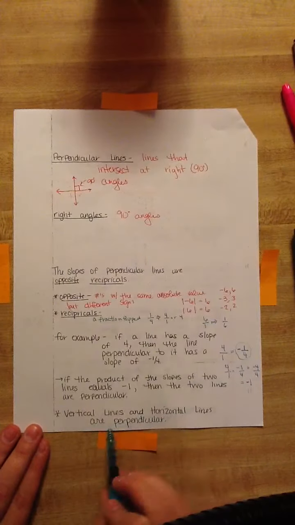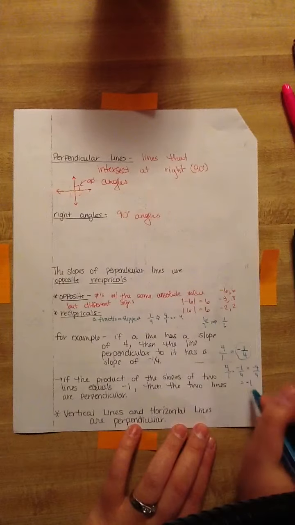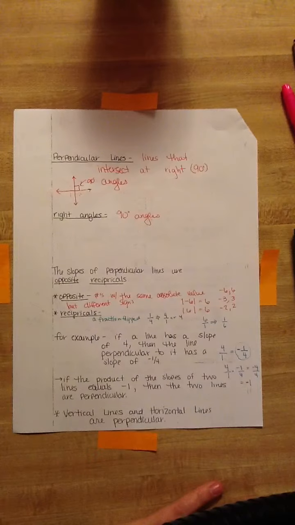Vertical lines and horizontal lines are perpendicular. We can't do this test for vertical lines and horizontal lines because vertical lines don't have a slope, and horizontal lines have a slope of 0, so you'd never get -1 when you're multiplying by 0. Turn to the next page.